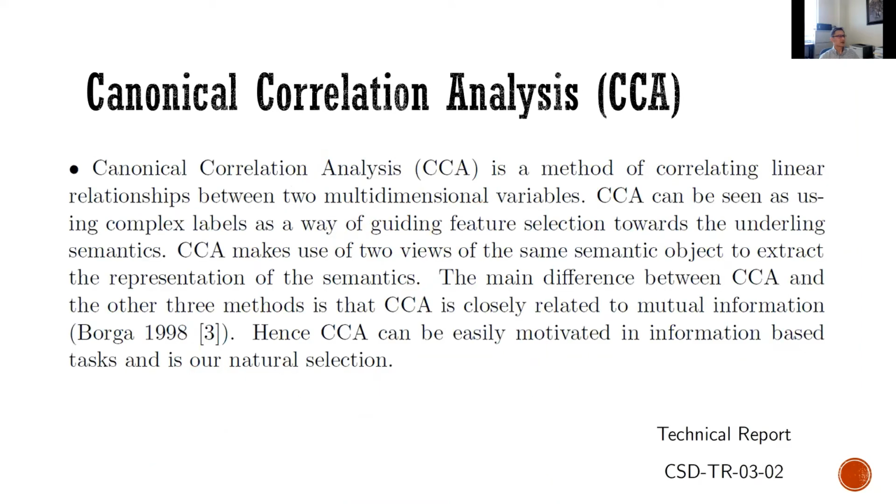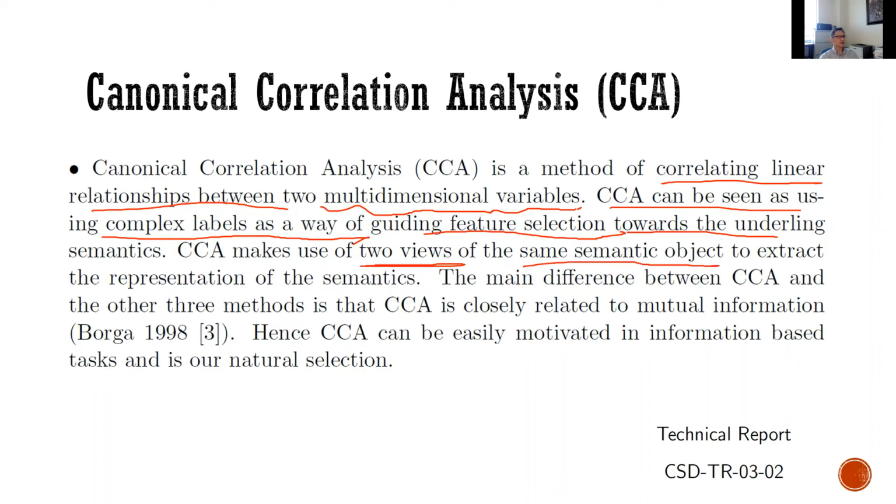So it's worth mentioning what CCA is. CCA is a method for correlating the linear relationship between two multidimensional variables. So you have two multidimensional data sets, that's single cell RNA-seq expression data matrices from multiple cells. So you can use CCA to do this feature selection. Basically, you want to extract information and to match them and make so-called two views of the same semantic object to extract a representation of semantics. Let's explain what the views and what the semantic objects are.